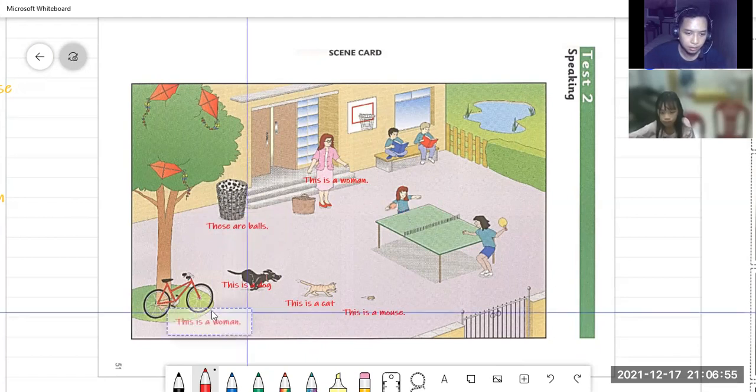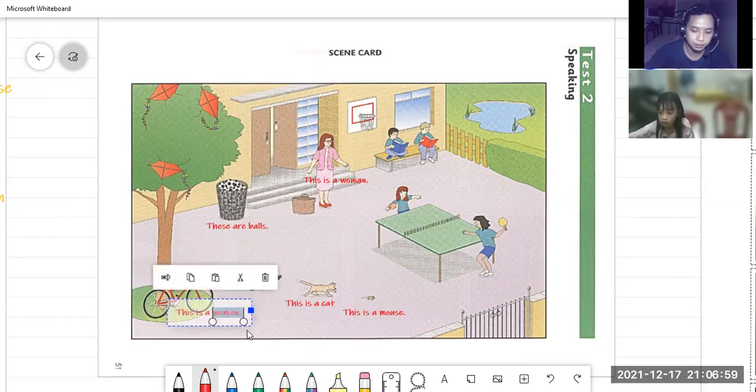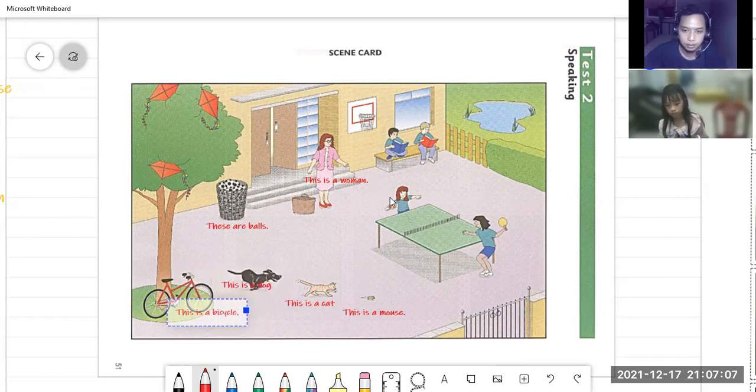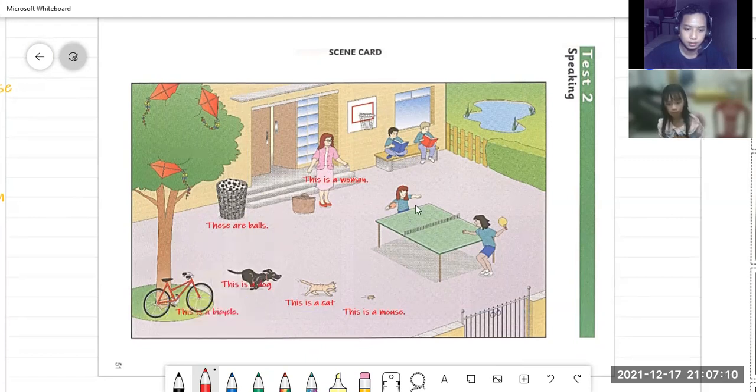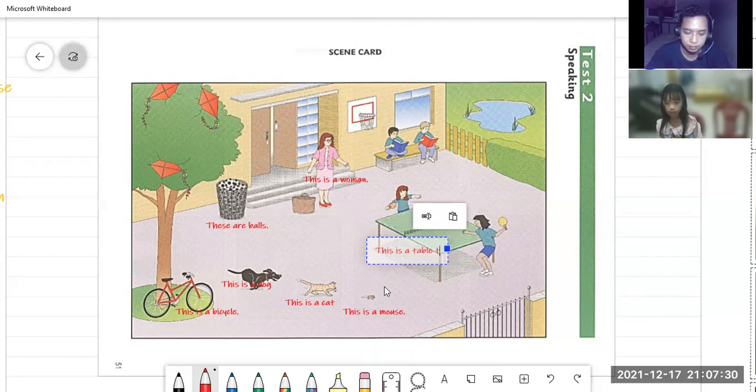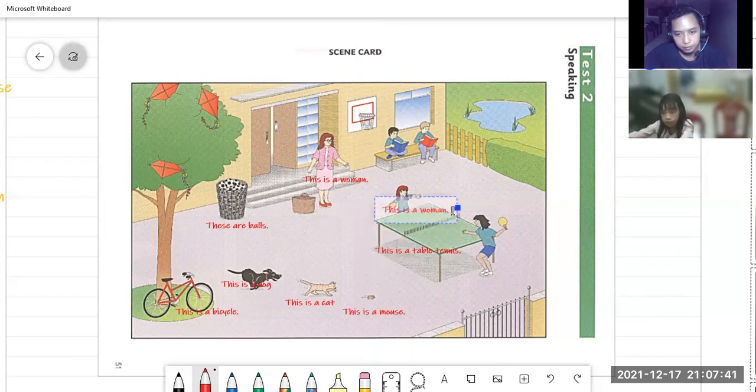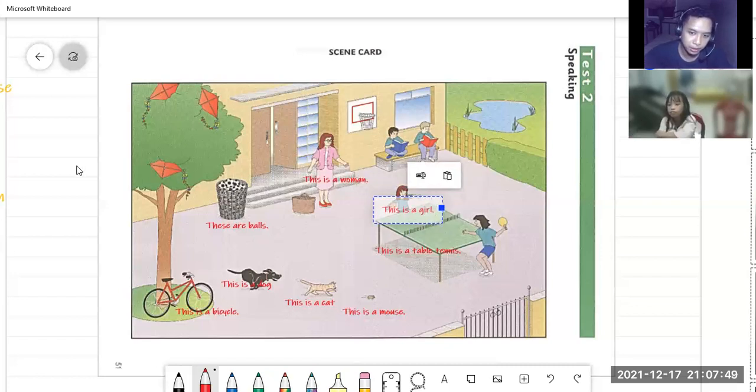This is a bike. This is a bicycle. Bicycle. Very good. Next. This is a table tennis. Okay, next. What else? This is a girl. Okay, very good. Next.